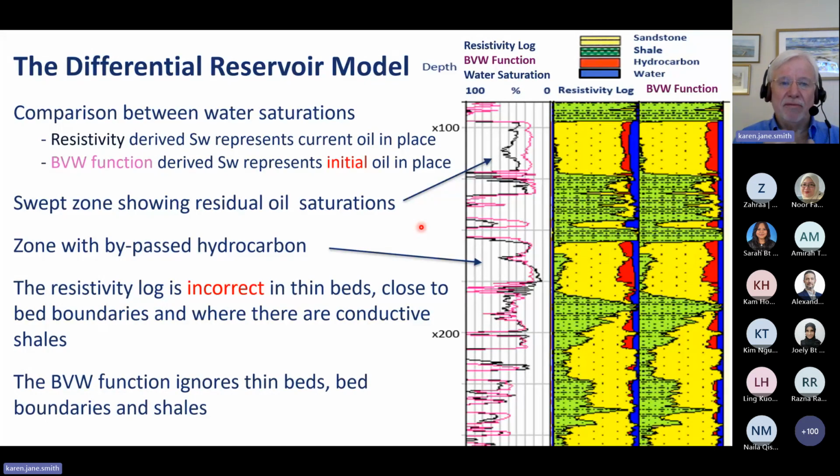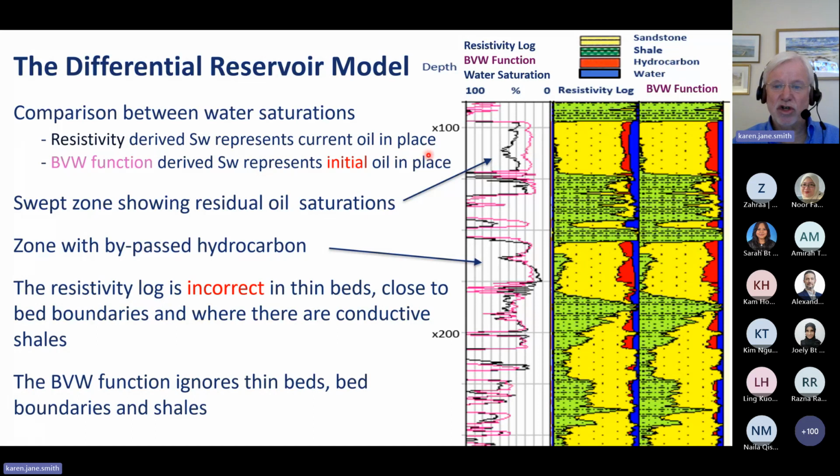The BVW function also gives us a differential reservoir model. If we calculate our water saturations here from the resistivity log, which was acquired yesterday, and compare it with the BVW function, there's a difference because the BVW function represents the initial charging of the reservoir. There is a difference in the water saturations. So in this interval here at the top, there's a difference between the resistivity derived SW, which was logged yesterday, and the BVW function, which was acquired from the initial charging tens of millions of years ago.